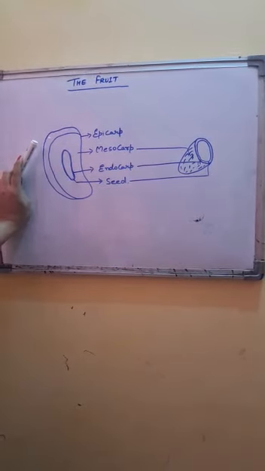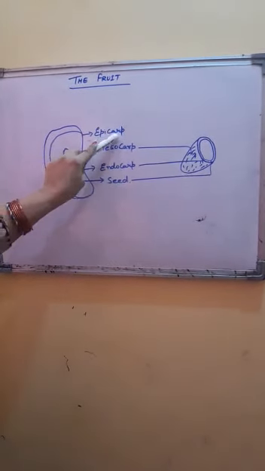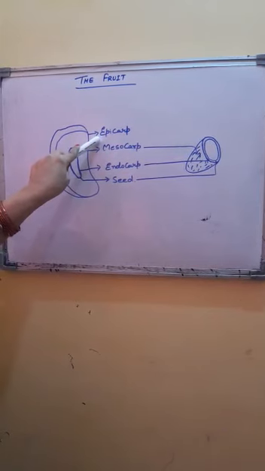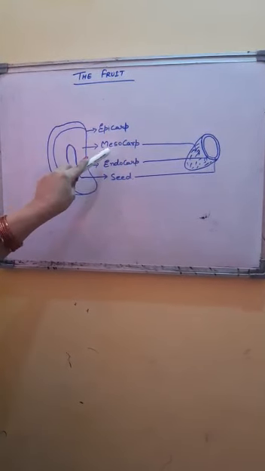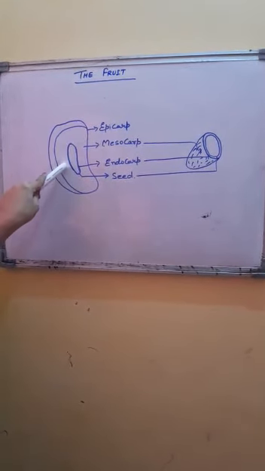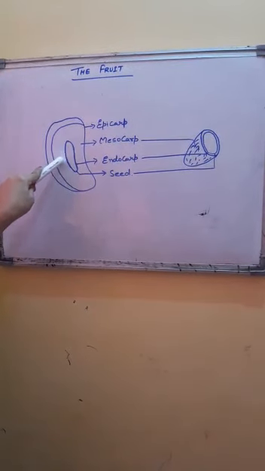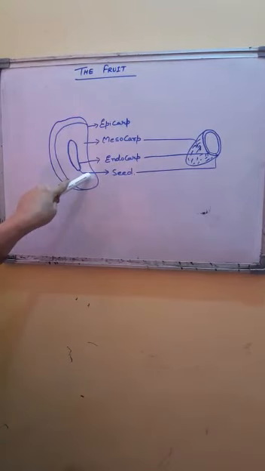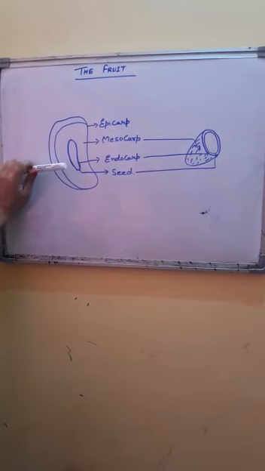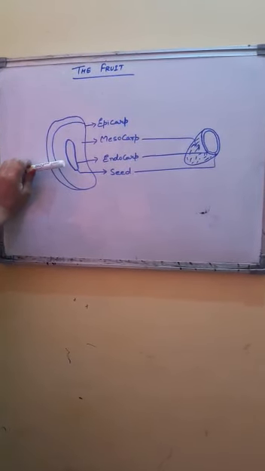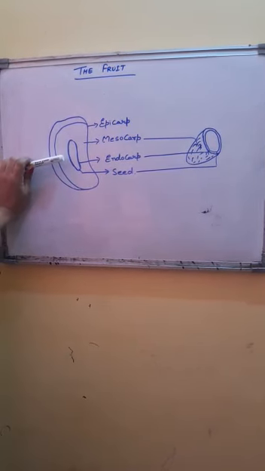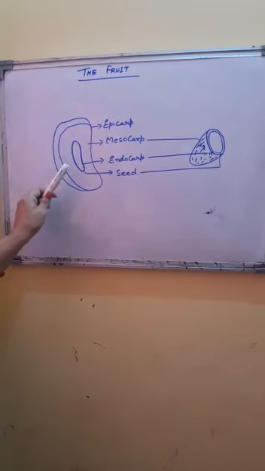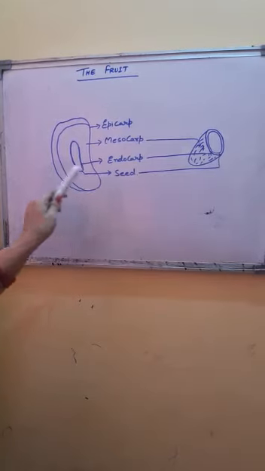Like in mango, the epicarp is the outer covering or peel of the fruit. The middle layer or mesocarp is the edible fleshy part of the fruit, and endocarp is the hard part present on the seed. Inside that, a woody seed is present.